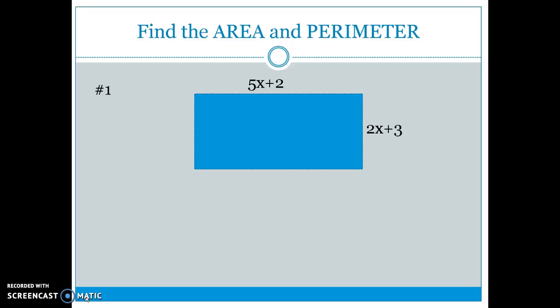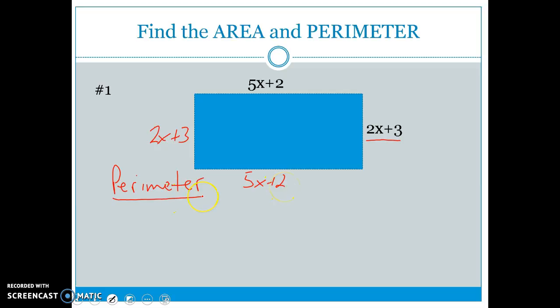We're going to find the area and the perimeter of this rectangle. So we're going to start with the perimeter here. Remember, the perimeter is just the sum of all of the sides. So we have to remember that if this side here is 2x plus 3, then this side over here is also going to be 2x plus 3. If the top is 5x plus 2, then the bottom is also going to be 5x plus 2.